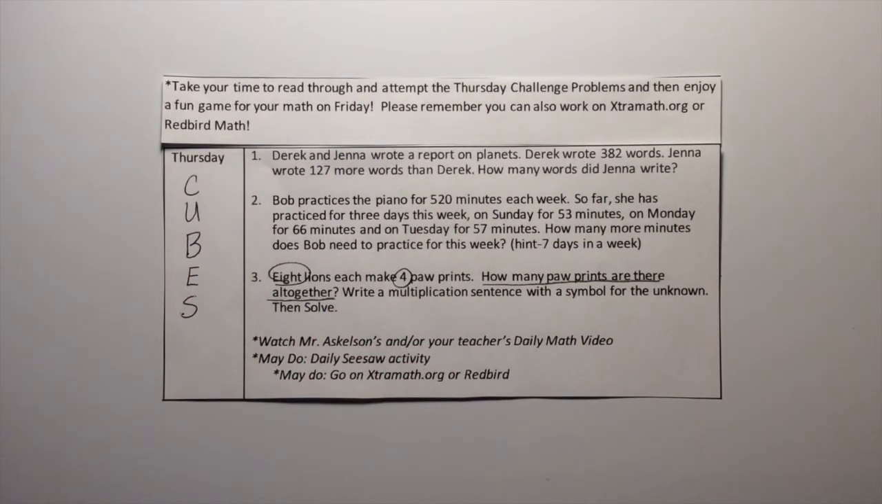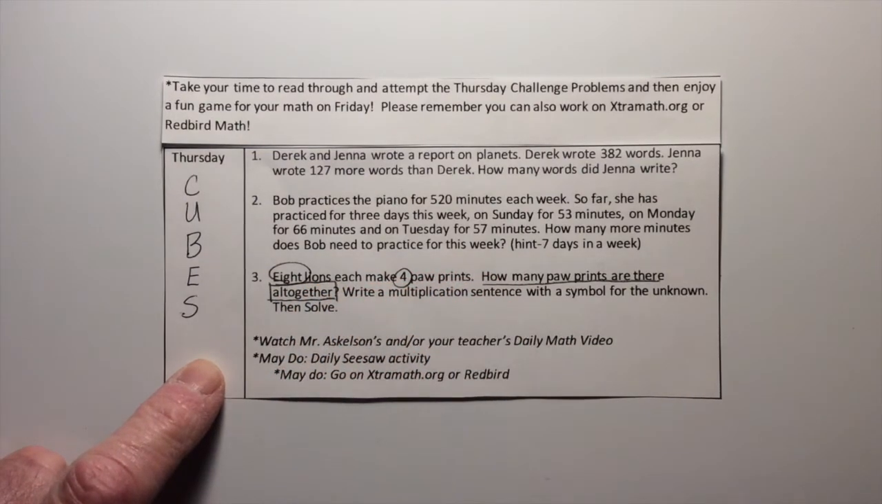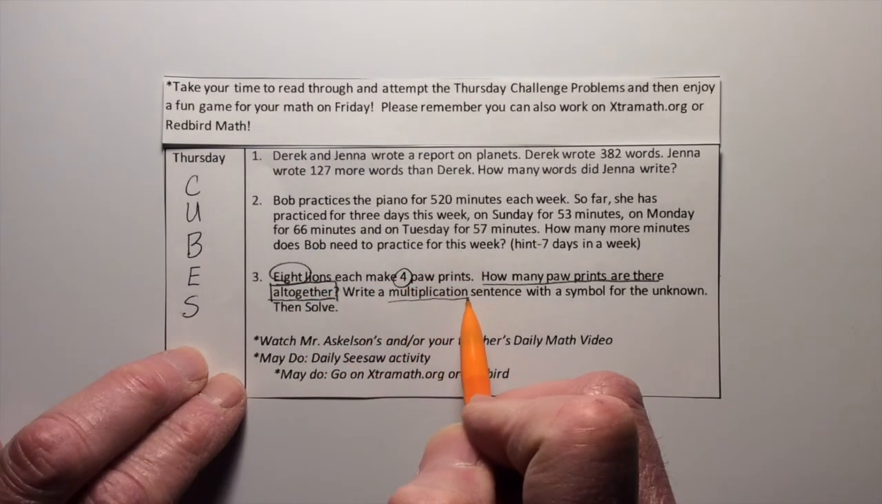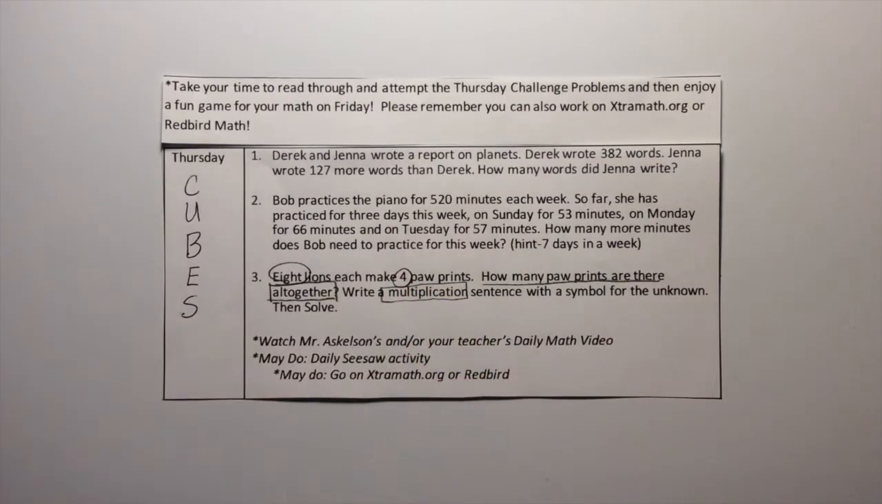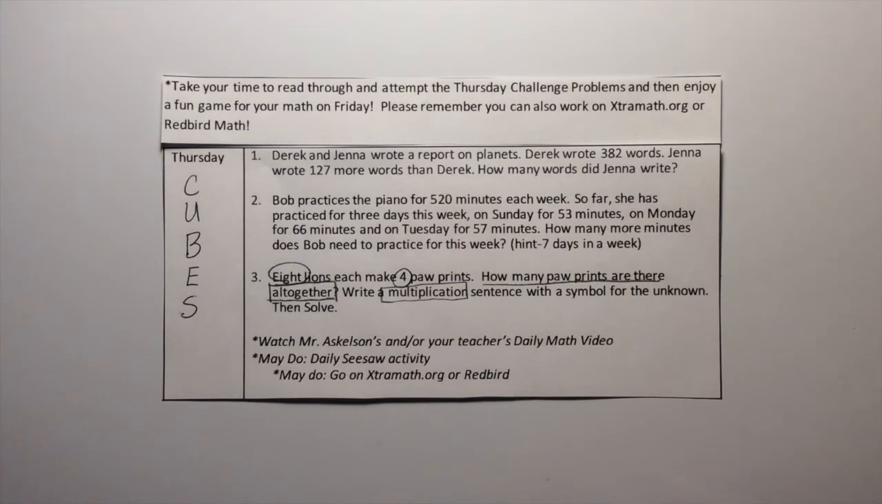I'm going to underline my question. I'm going to box any important math words. And there's a couple of math words in here, and I'm going to box altogether, and I'm also going to box multiplication. So usually when we see that word altogether, many times we think of addition. But by boxing the word multiplication, it just tells you that that's what you're going to be doing for this equation. And then writing a sentence with a symbol for the unknown and solve.